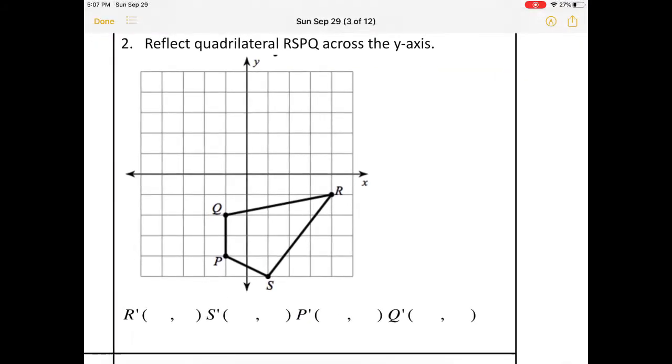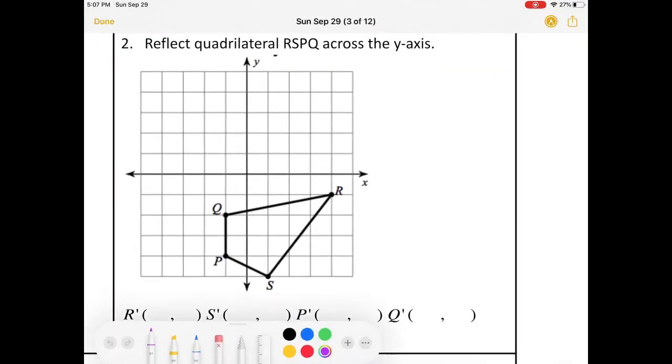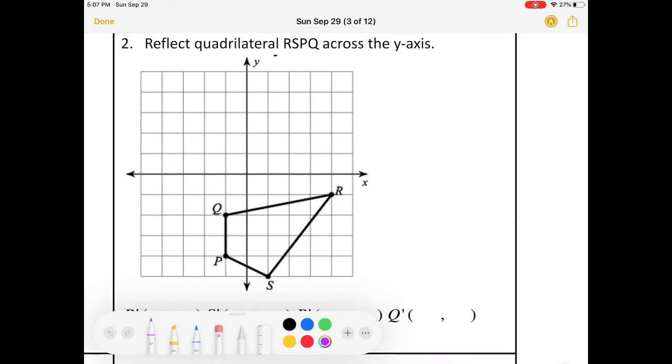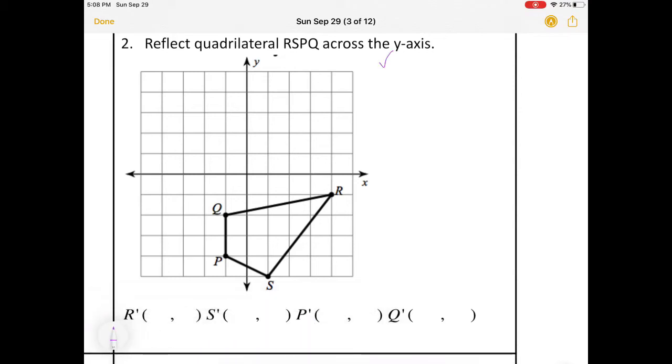Okay, there we go. All right, so for number 2, reflect quadrilateral RSPQ across the y-axis. So since it's a y-axis reflection, that changes things a little bit. That will make our x values become negative or the opposite, all right? And the y values will stay. So x's become negative or opposite, and whatever you're reflecting over stays. So y's stay the same.